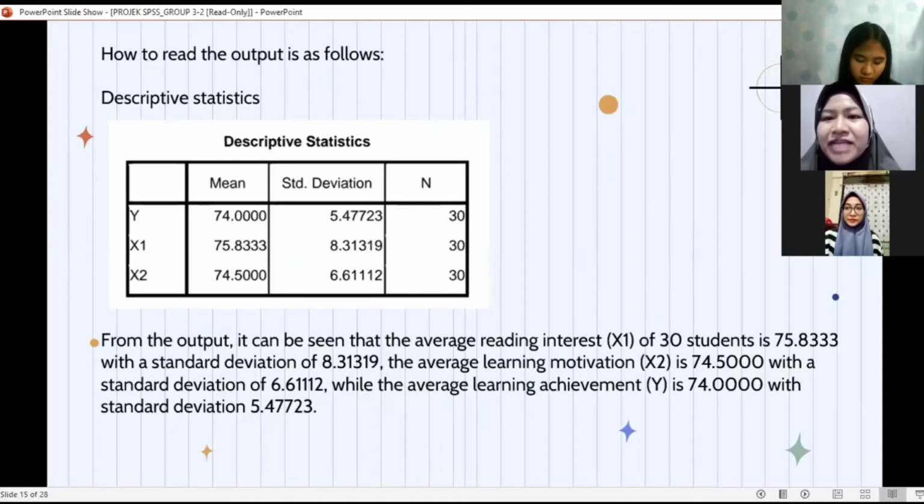From the output, it can be seen that the average reading interest X1 of 30 students is 75.83 with a standard deviation of 8.31. So the average learning motivation X2 is 74.5 with a standard deviation of 6.61, while the average learning achievement Y is 74 with standard deviation 5.47.